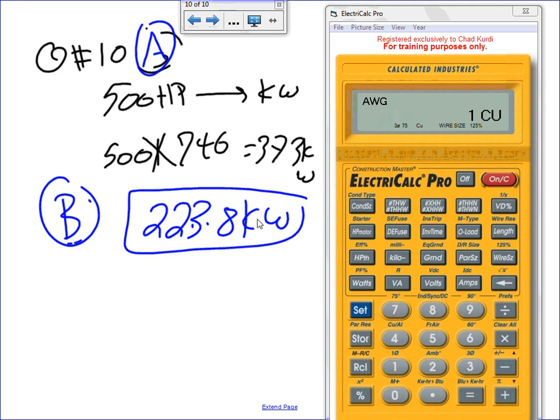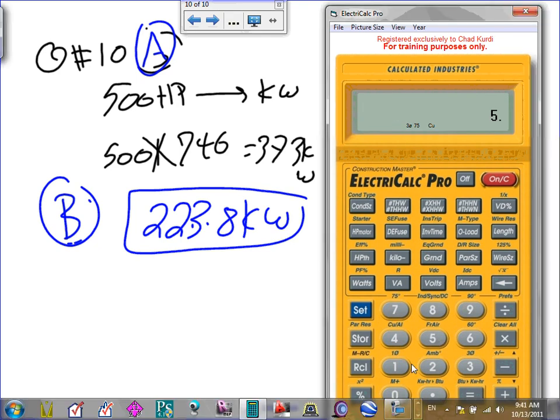Piece of cake. What's my horsepower? 5 horsepower. 500. And here's my horsepower. I think you hit it right in here. And then hit watts. Is that what you came up with, guys? For the first one?